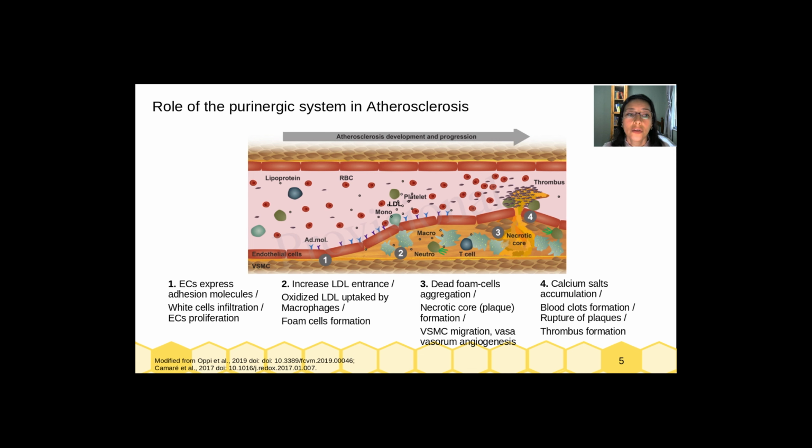Fourth, the endothelium covers the plaques and calcium salts are accumulated in the plaques. After, blood clots are formed over damaged endothelium. Those can rupture due to intraplaque hemorrhages, forming an arterial thrombus which can lead to a myocardial infarction and a stroke.